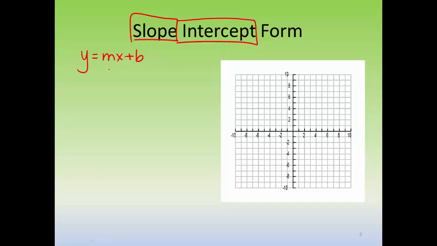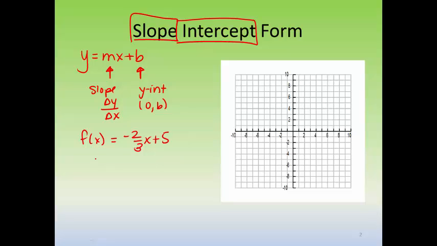The reason we call it that is because we can easily look at it and identify both the slope, our rate of change, our delta y over delta x, or our y-intercept, which is written as an ordered pair as 0, comma b. Okay, so if I give you an equation, and I'm going to write it with function notation, f of x equals negative 2/3 x plus 5, we can again easily identify our delta y over delta x as negative 2 over 3, and our y-intercept as the ordered pair 0, comma 5.